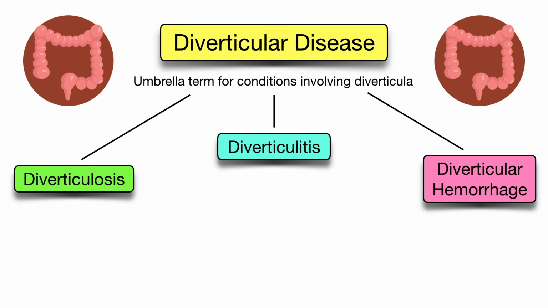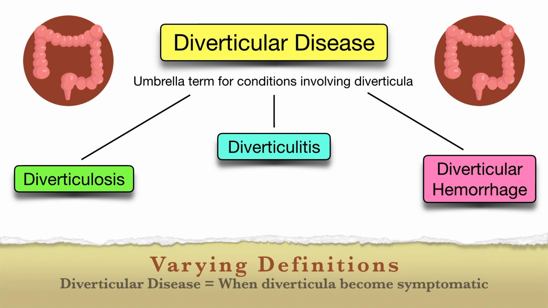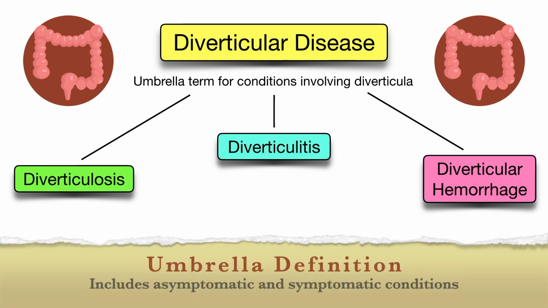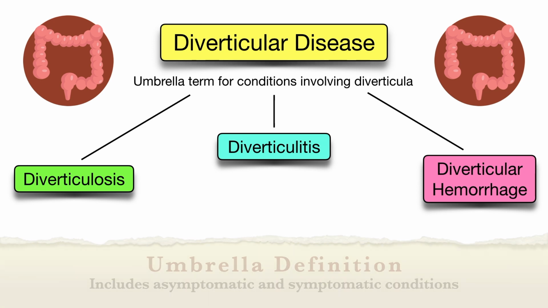Examples of diverticular disease include diverticulosis, diverticulitis, and diverticular hemorrhage. You may see some textbooks use the term diverticular disease to describe symptomatic diverticula only. In other words, when someone has a diverticulum, it's not considered diverticular disease until it becomes symptomatic. However, the umbrella definition used in this video is more widely accepted.